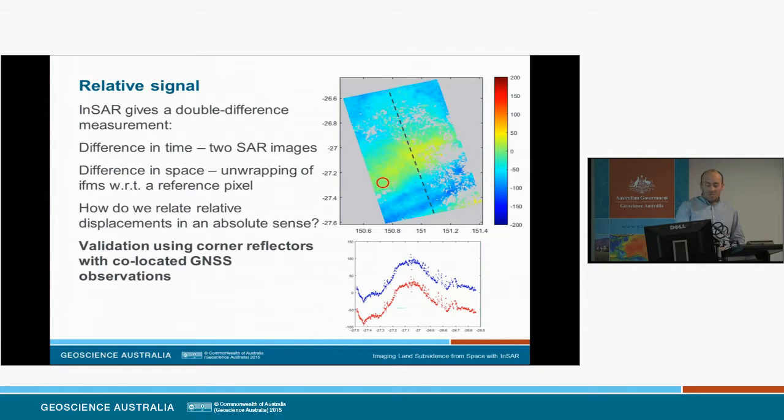If I draw a profile through those interferograms, though, you can see in this profile that the character of the signal that we see there is very similar, but there's just an offset between the two profiles. So what we're seeing here is a relative signal. But how can we interpret that in an absolute sense? And that's a good question. We actually need other data, other geodetic data, to be able to validate those signals and represent it in an absolute sense. And this is why we've been investigating using radar corner reflectors and co-located geodetic measurements from other techniques.